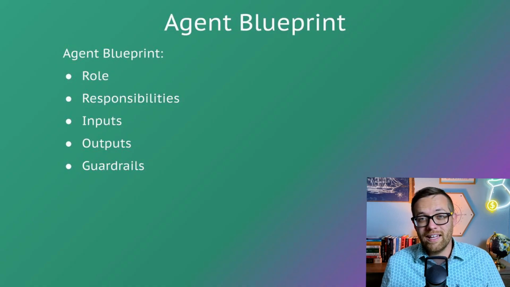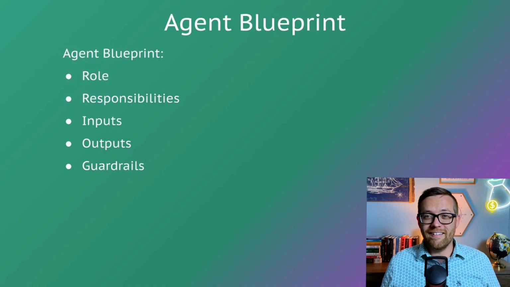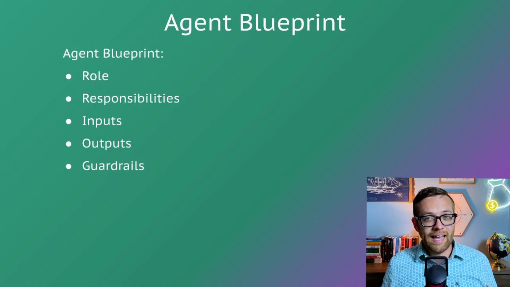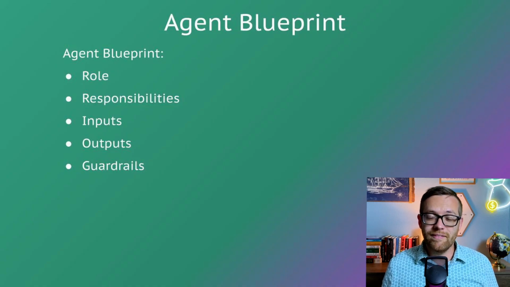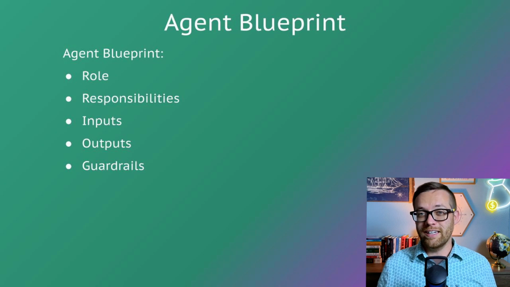You are not just helping with finance stuff, but you are a finance analyst supporting monthly variance analysis for FP&A leadership. That role definition anchors everything the agent does. Second, we need to define responsibilities. Responsibilities answer the question, what is this agent allowed to do and what isn't it?